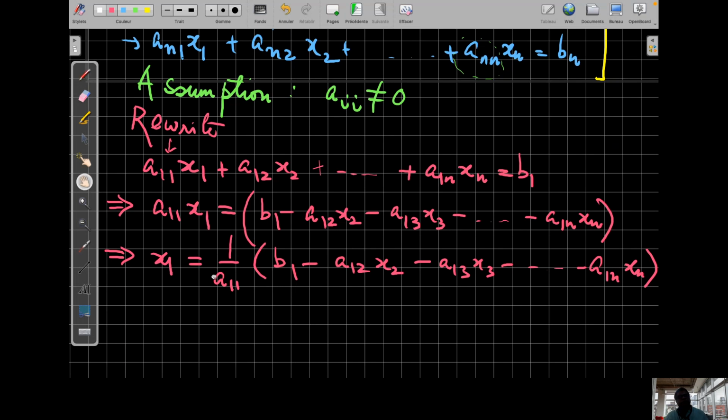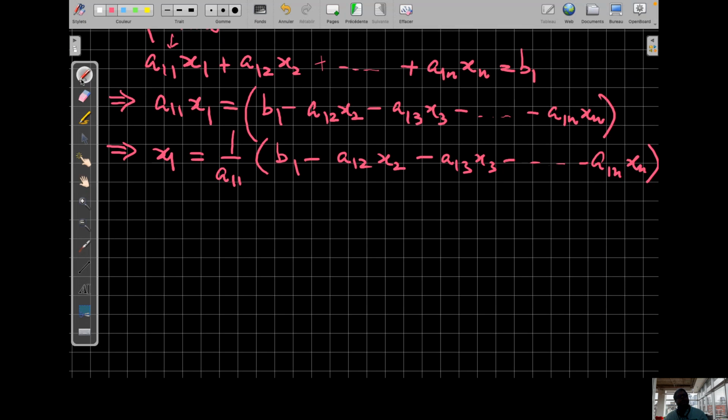So let us try to rewrite the second equation. How does the second equation look first? The second equation looks like this: A21 x1 plus A22 x2 plus A23 x3, and so on up to xn. I'm writing the x3 term just for the sake of convenience. And that is equal to b2 in the second row.